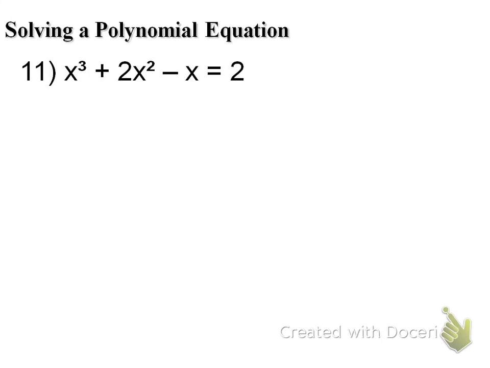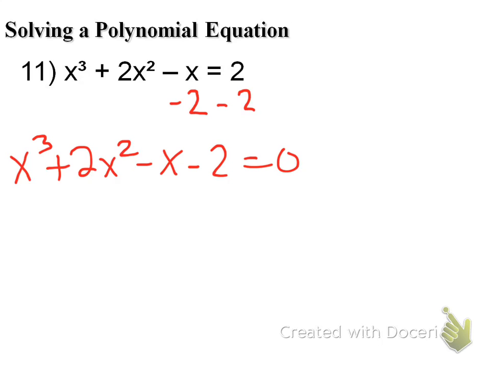All right, here's number 11. What's the first thing I should do? Subtract 2. Good. So we have x to the third plus 2x squared minus x minus 2 equals 0. There's 4 terms. How can I factor something with 4 terms? Grouping. Good.